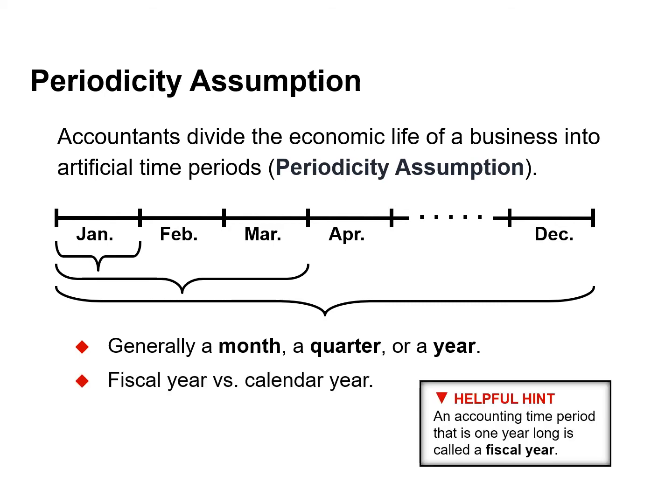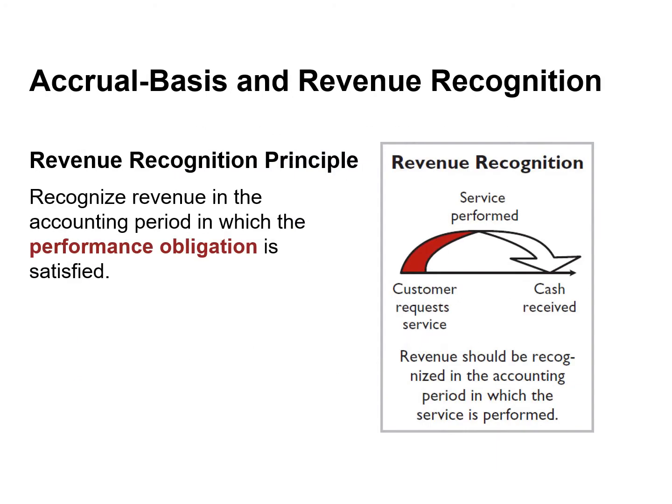Companies often report using the calendar year, so January 1st to December 31st. But sometimes a company chooses a different 12-month period, for example, August 1st to July 31st. When a company agrees to perform a service or sell a product to a customer, it has a performance obligation. The revenue recognition principle requires that companies recognize revenue in the accounting period in which the performance obligation is satisfied. This typically occurs when goods have been delivered or the services have been performed.